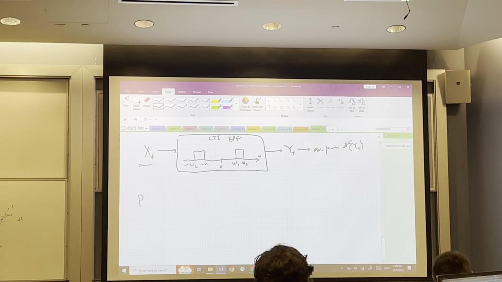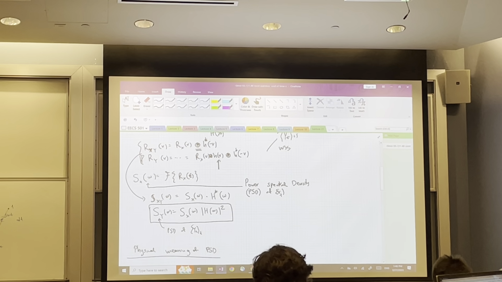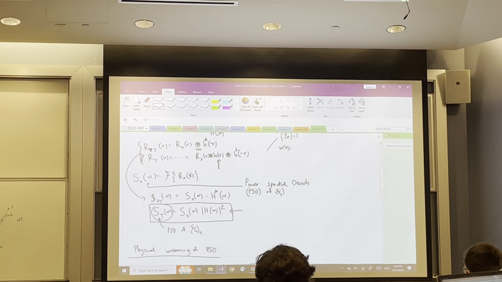So what is Py? Well, by definition, it is the integral from minus infinity to infinity, 1 over 2 pi, of Sy of omega d omega. But what did we just learn last time? That any process through a filter produces a power spectral density at the output, which is equal to the input power spectral density times the transfer function squared of the filter.